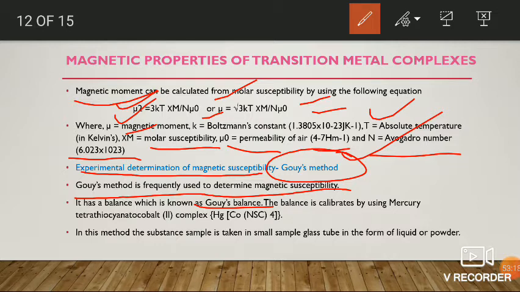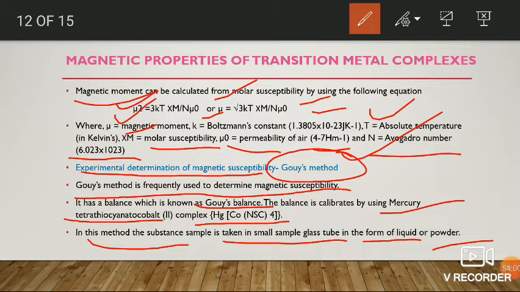In order to calibrate, we have to use a particular compound, which is mercury tetrathiocyanatocobaltate(II), the cobalt 2 complex. This complex is used to calibrate the Gouy balance in order to determine the susceptibility. In this method, the substance, that is the sample, is generally taken in a small glass tube, which is known as the sample tube. We have to take the substance in that glass tube in the form of liquid or in the form of powder.